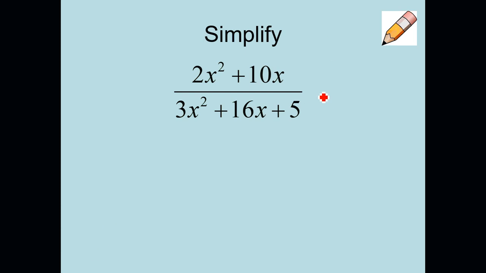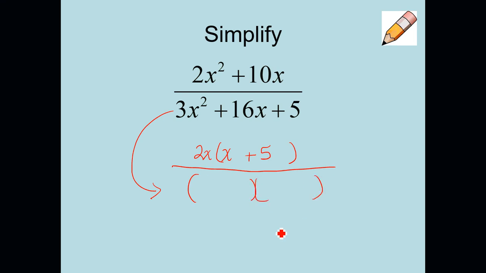Let's keep going. Simplify. What can I take out of the numerator here, the top? Well, I can take out a 2 and an x, right? So the numerator becomes 2x, and then if I take it out, it becomes x plus 5. On the bottom, this guy right here, what am I going to take out of that? Well, geez, can I divide them all by 3? No. Can I divide them all by an x? No. That means it's time to throw down the double parentheses.